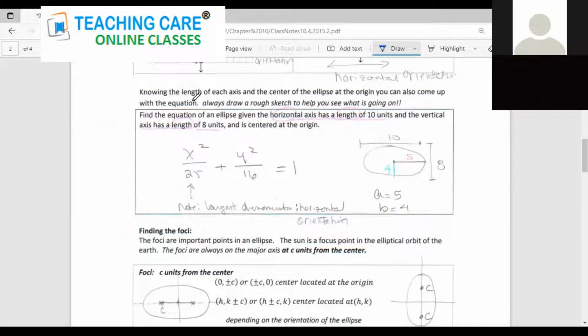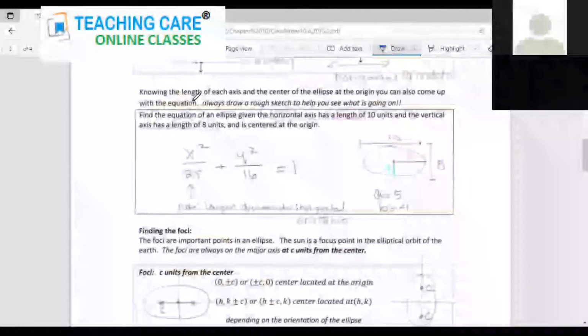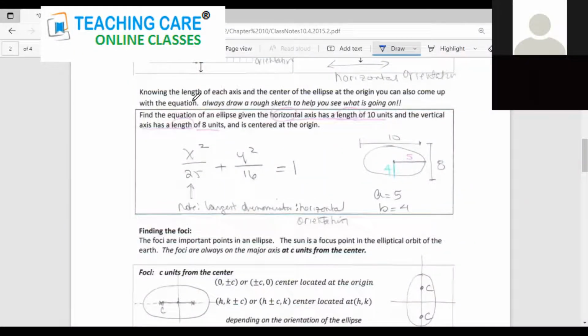You have to find the equation of the ellipse. The horizontal axis has a length of 10 units, and the vertical axis has a length of 8 units. The center is at the origin. In that case, just draw the figure. The total length is 10 units. I have already told you, the ellipse is always divided into 2 equal parts. If the total measurement is 10, this side will be 5, and this side will be 5.